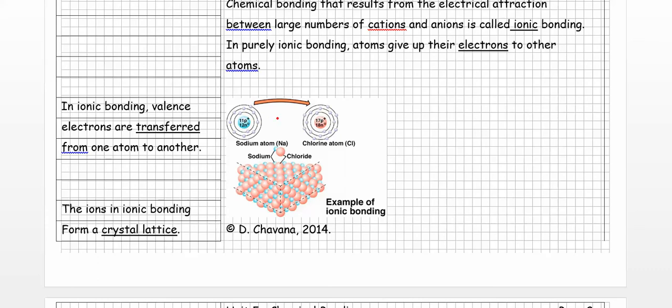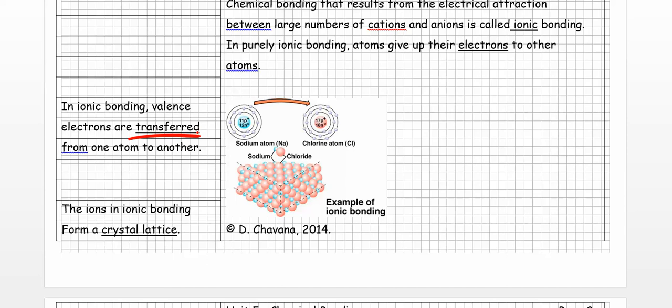That electron is transferred to chlorine so that we get 2 ions, a sodium ion and a chloride ion. Sodium ion, that's a cation, and a chlorine atom, or chloride ion, that's an anion. Now remember that in ionic bonding, valence electrons are transferred from one atom to the other.